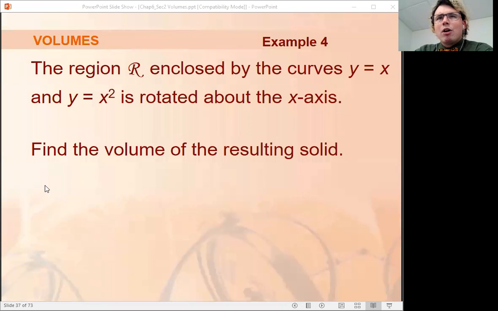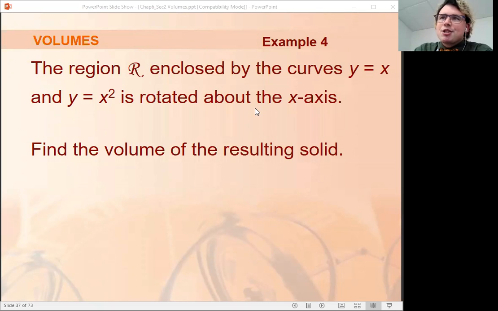Let's do one more for today. Let's go back to integrating on the x-axis. Nice and familiar, but let's complicate things in a different manner. This region is enclosed by the curves y equals x and y equals x squared.